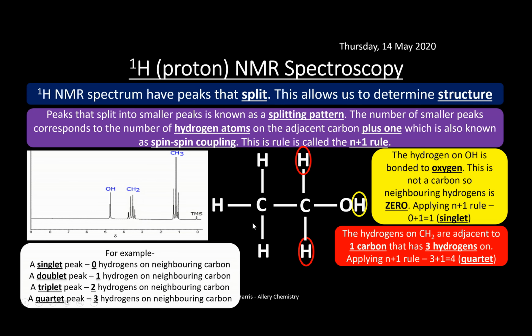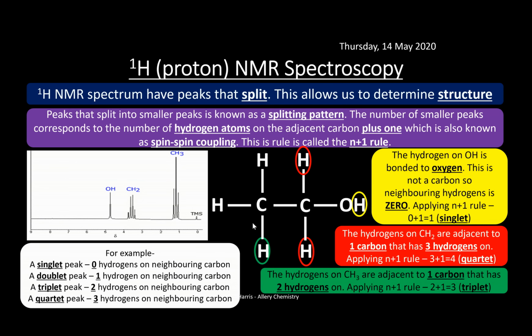Okay, and then let's have a look at another one. So the final one, these three here: the hydrogens on the CH3 are adjacent to one carbon. There's your one carbon, and this has two hydrogens on. There they are. Okay, so if we apply the n+1 rule, we get 2 plus 1 equals 3, and this is a triplet. So the peak caused by this one is split into 3 because it's neighbouring a carbon with two hydrogens on. So n+1, that's the 3, and you can see there's your triplet. So you can see how this structure works.